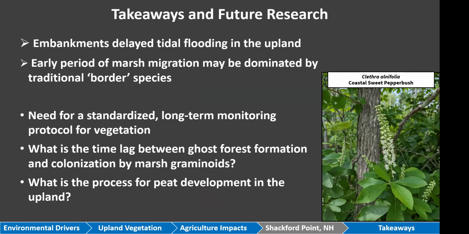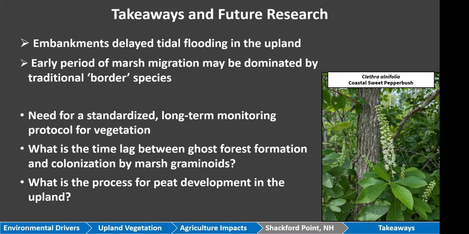So just as a small recap, I want to show what a site might look like with embankments and ditching, and what a site might look like in the first 10 years. You might see these narrow border species fill in the space for a while before true normal tidal flooding takes place for high marsh species to move in. Additionally, embankments and ditching might actually delay that marsh migration as well.